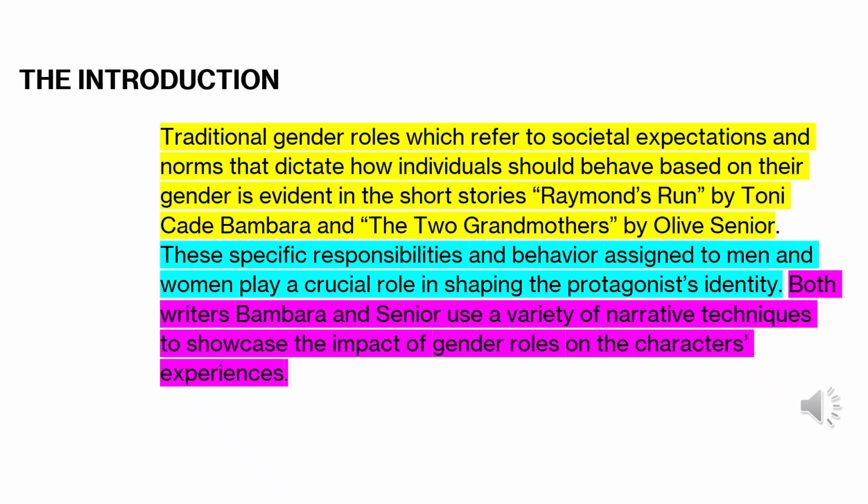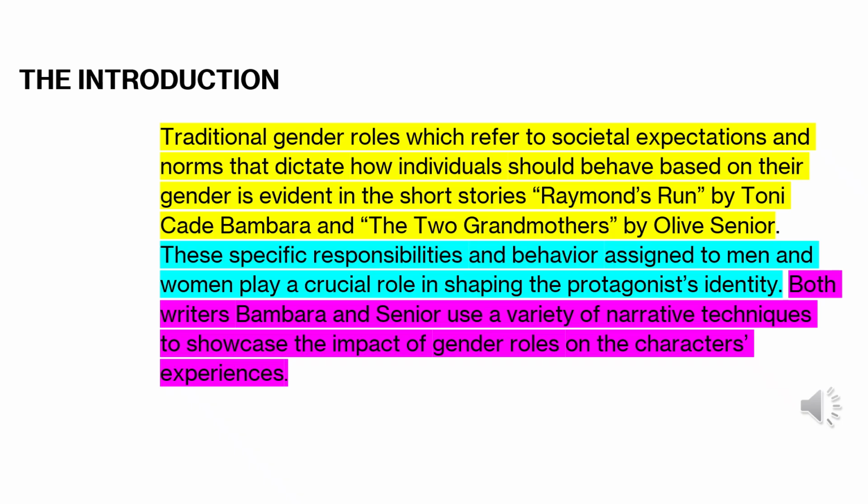Sample introduction. Traditional gender roles, which refer to societal expectations and norms that dictate how individuals should behave based on their gender, are evident in the short stories Raymond's Run, by Toni Cade Bambara, and The Two Grandmothers by Olive Senior. These specific responsibilities and behaviors assigned to men and women play a crucial role in shaping the protagonist's identity. Both writers, Bambara and Senior, use a variety of narrative techniques to showcase the impact of gender roles on the characters' experiences.